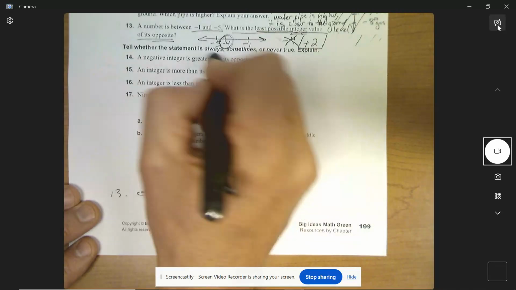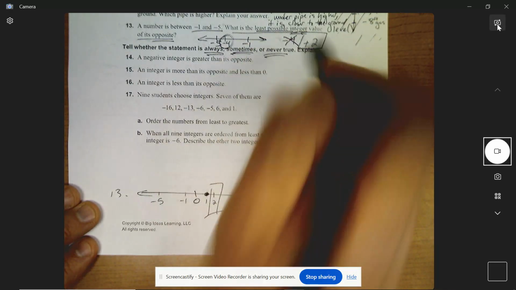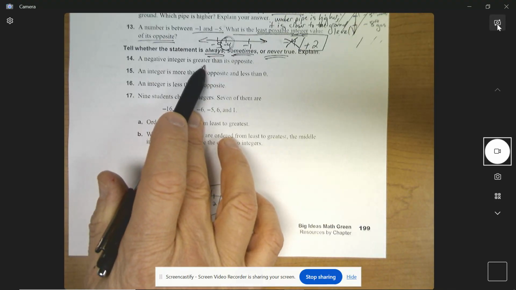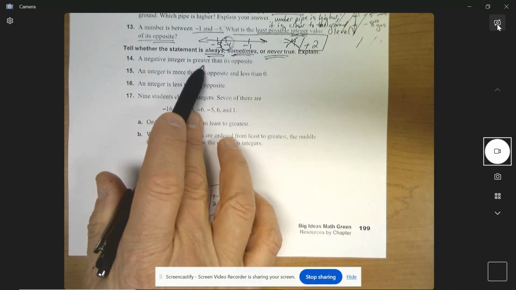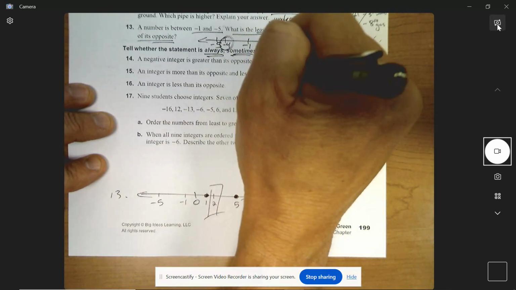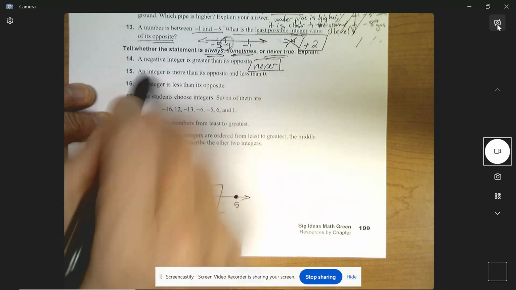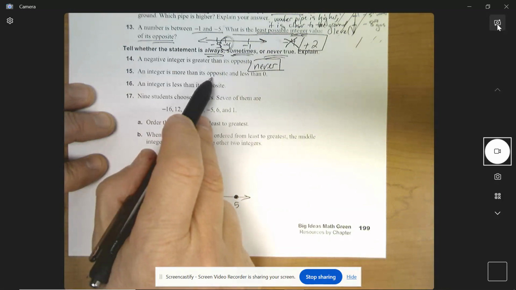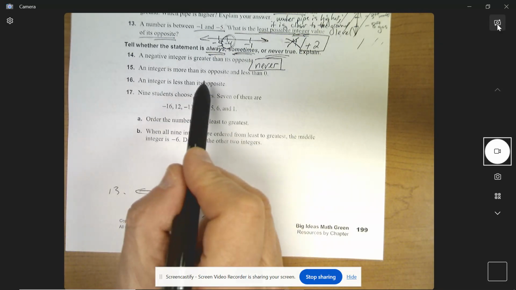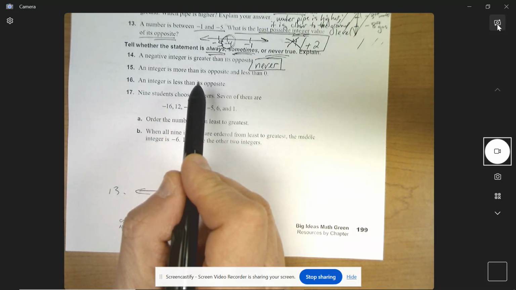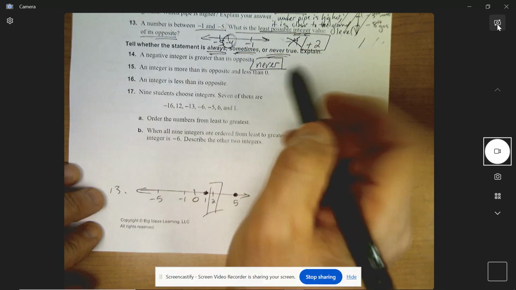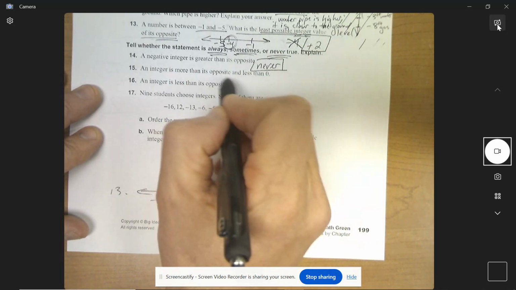Tell whether this is always true, sometimes true, or never true. 14. A negative number is greater than its opposite. A negative number, well, that can't be true. It is never. An integer is more than its opposite and less than 0. Well, that can't be, because sometimes the opposite is going to make it positive.